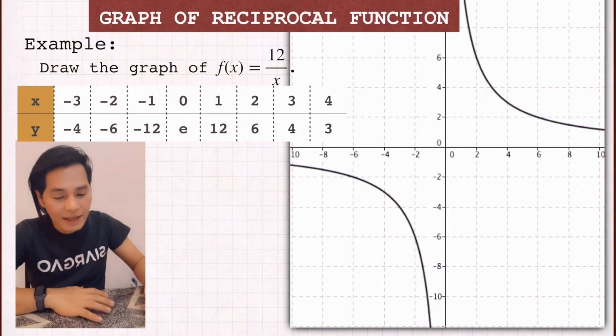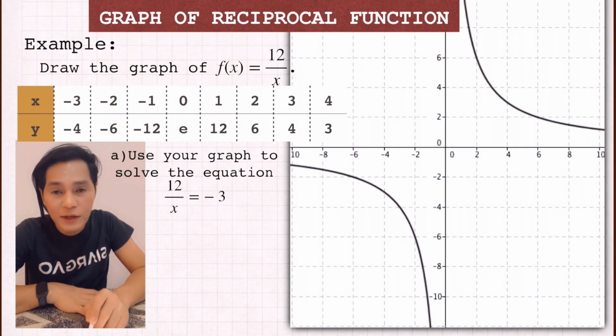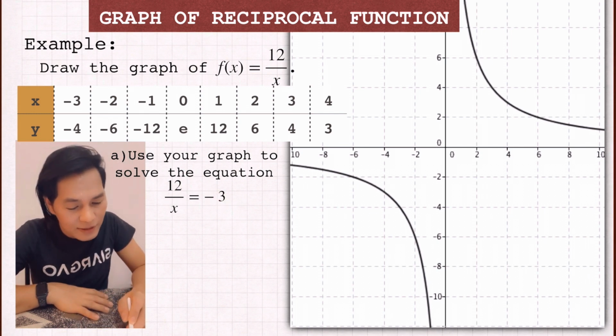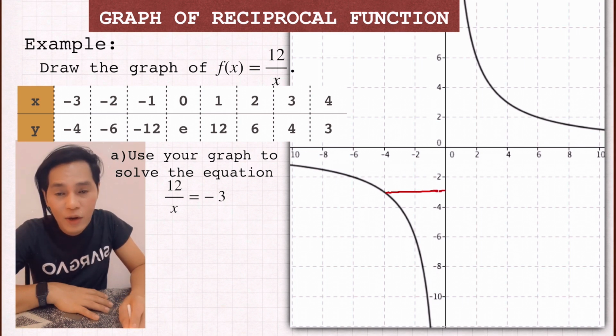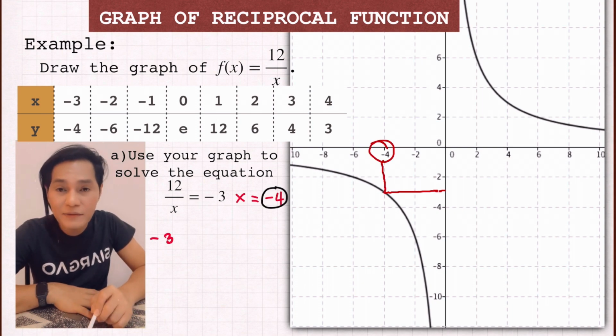Okay, last task here is to answer the follow-up question. Use your graph to solve the equation 12 over x is equal to negative 3. So we are just going to look for negative 3 on the y-axis. Look at this, negative 3, and x there is equal to negative 4. Or just simply solve the equation algebraically. The value of x there is negative 4.